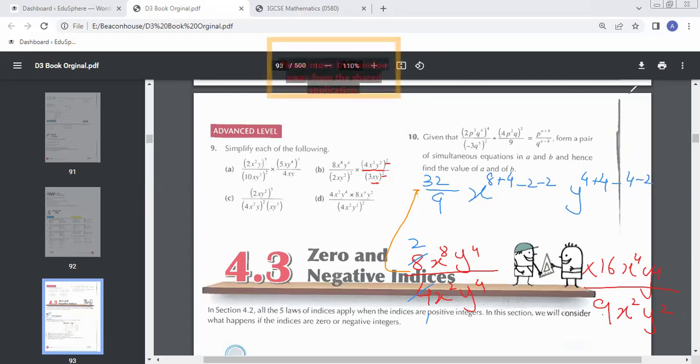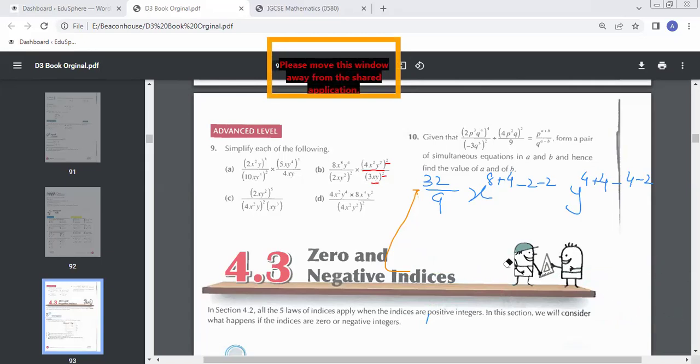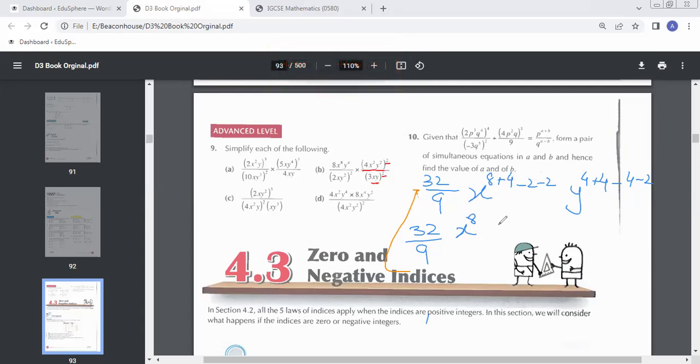Now, erasing the steps so I can write down the final answer. Since we cannot do anything with 32 by 9, it will remain 32 by 9, or you can simply divide to write it in decimal form. 8 plus 4 is 12, 12 minus 2 is 10, 10 minus 2 is 8. And for y, 4 plus 4 is 8, 8 minus 4 is 4, 4 minus 2 is 2. So the final answer is 32 by 9, x^8 y squared. I hope this exercise is also clear.